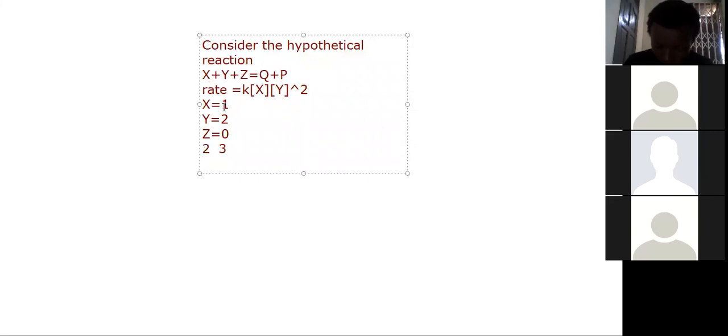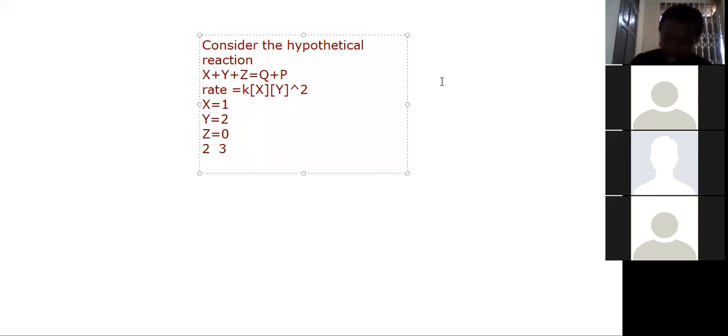Now, the question reads, if the concentrations are expressed in mole per dm cube and the rate is in mole per dm cube per second, deduce the unit for the rate constant. That's what we've already done in the first one, so we won't waste our time. Now, part two says show how the rate changes if the concentration of y is doubled, while that of x and z remains constant.